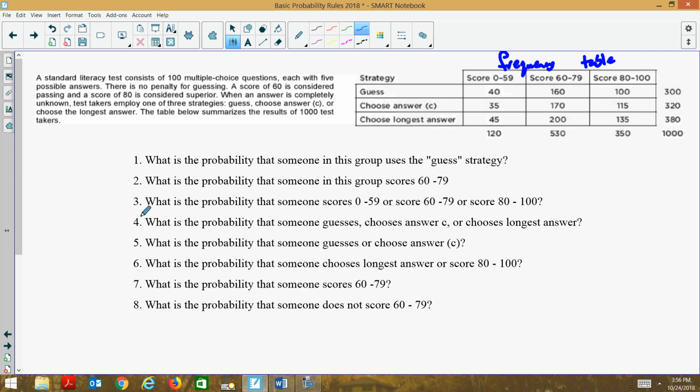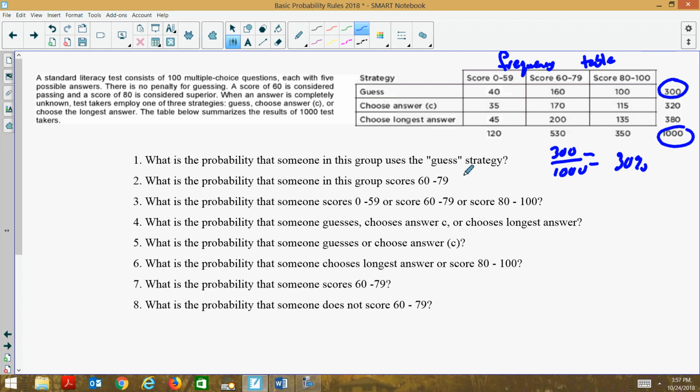What is the probability that someone in this group uses the guess strategy? So first we need to know the total number of people in the entire study, which is 1,000. Then we need to figure out who are the people who guess, which is located right there. So we can say that 300 out of 1,000 people guessed on this test, meaning the probability of choosing a person who does that is 30%.